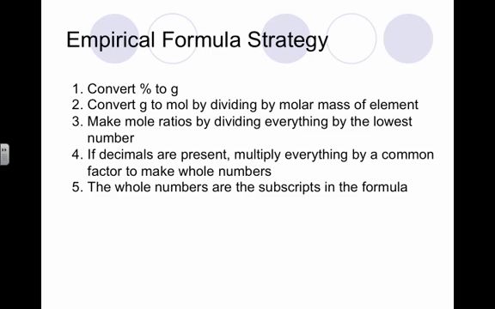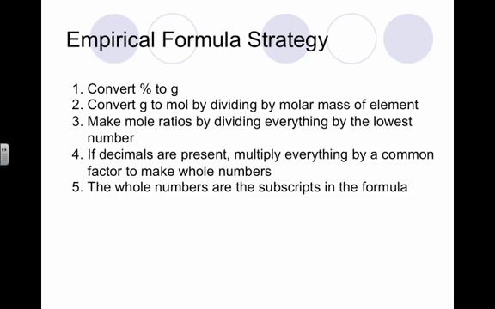And when you have these, we eliminate these by multiplying by, well, for 0.25 we'd multiply by 4, 0.5 we'd multiply by 2 to eliminate the decimals, ending up with all whole numbers. And that will pretty much give you your empirical formula.